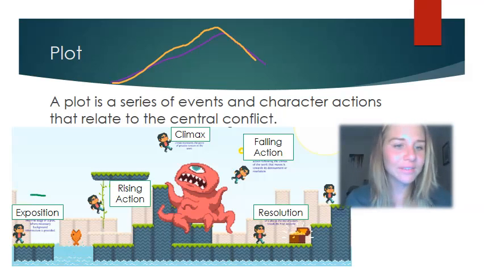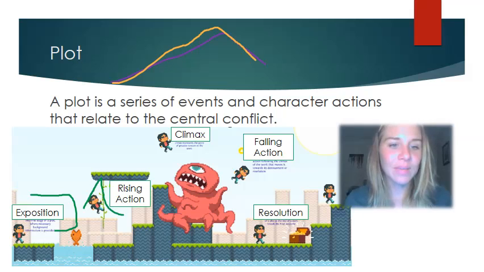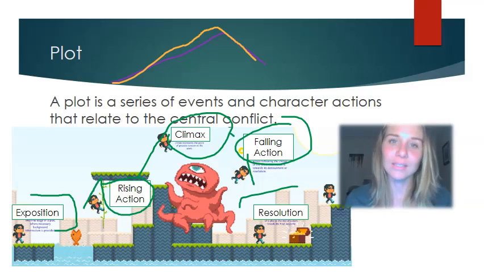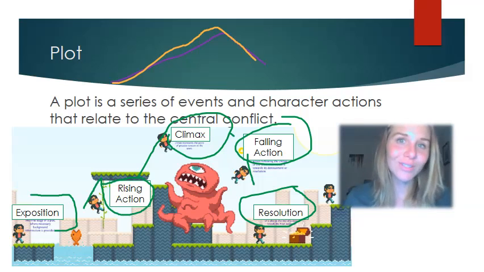We have our exposition to start us off, climbing on up. Then we have our rising action. The very tippy top, we're going to have our climax. Then the climax to the falling action. And last but not least, we have our resolution. And I'll go over the differences between these on the next page.